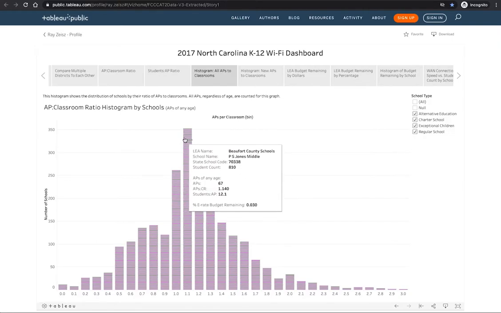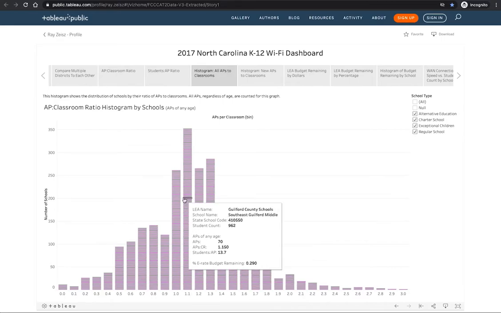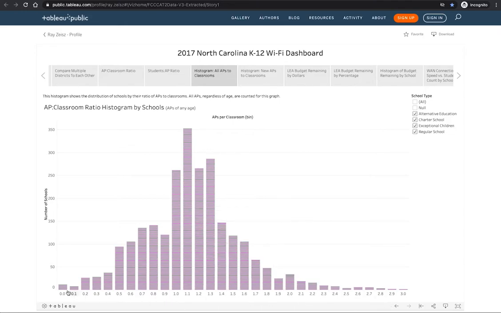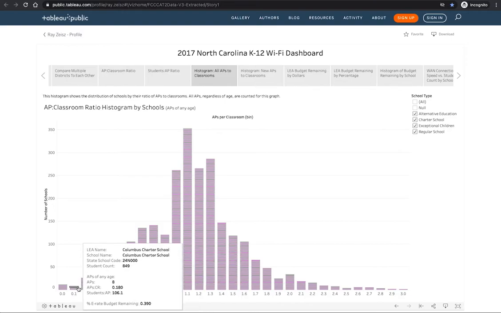And each school is on this chart somewhere, along with their information, number of APs, and the amount of money they have remaining. There's some outliers. What happened here? There's a college prep leadership academy. Okay, that's a small charter school. So we don't know exactly what happened there.